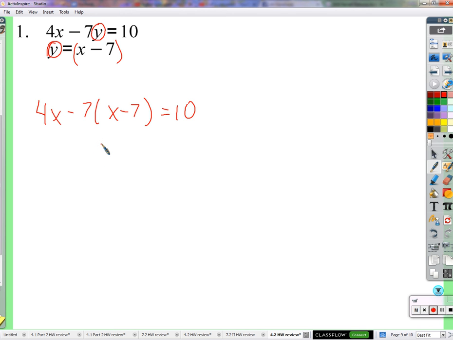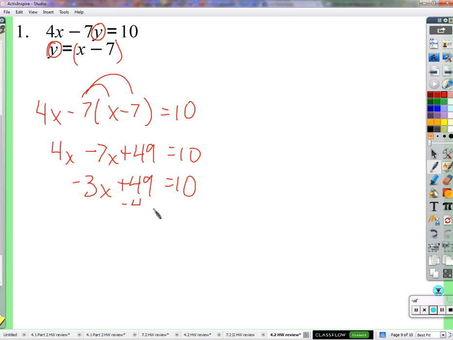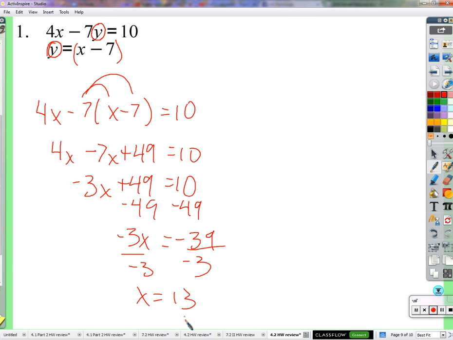And now we have an equation that can be solved for x. So 4x, distribute the negative 7, we get negative 7x plus 49 equals 10. 4x minus 7x is negative 3x plus 49 equals 10. Subtract 49 on both sides. Negative 39 equals negative 3x. Oh, I screwed that up so badly.